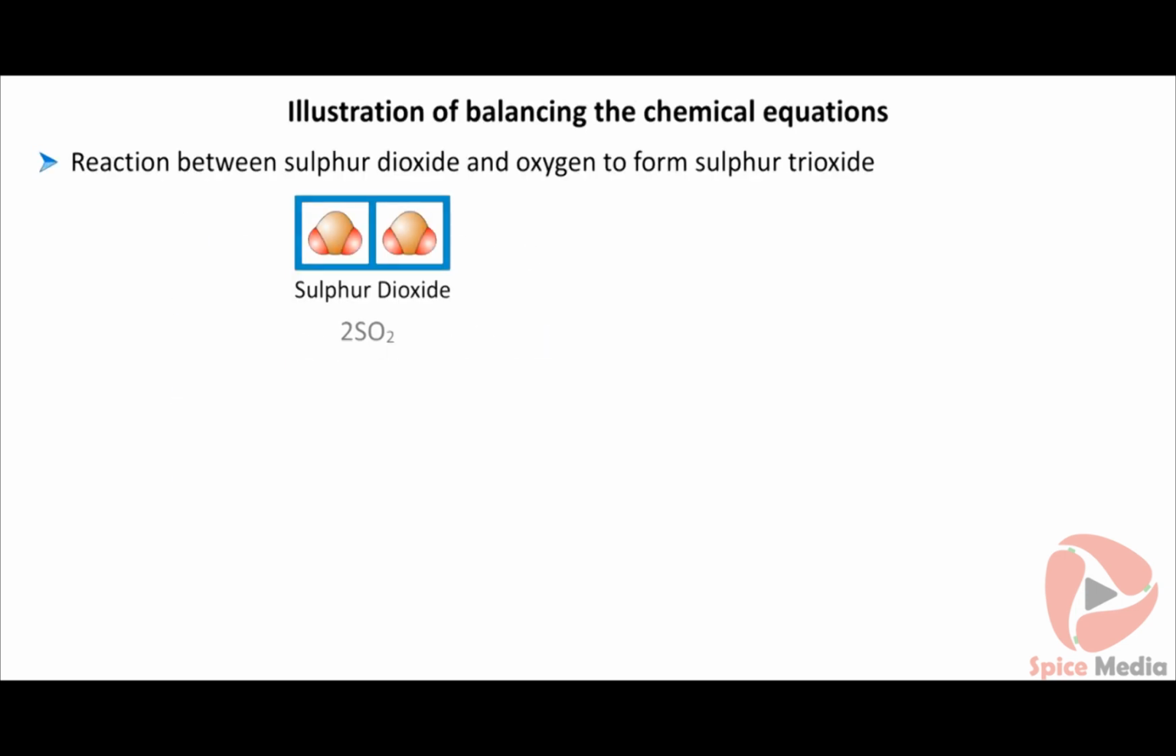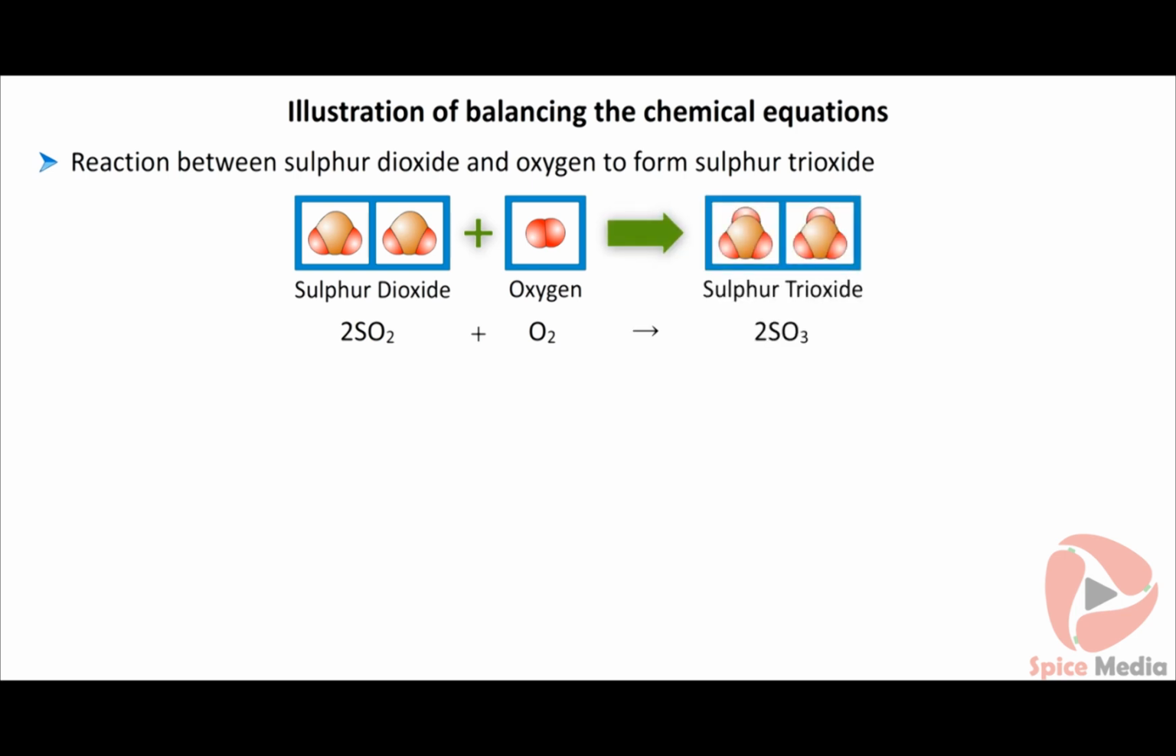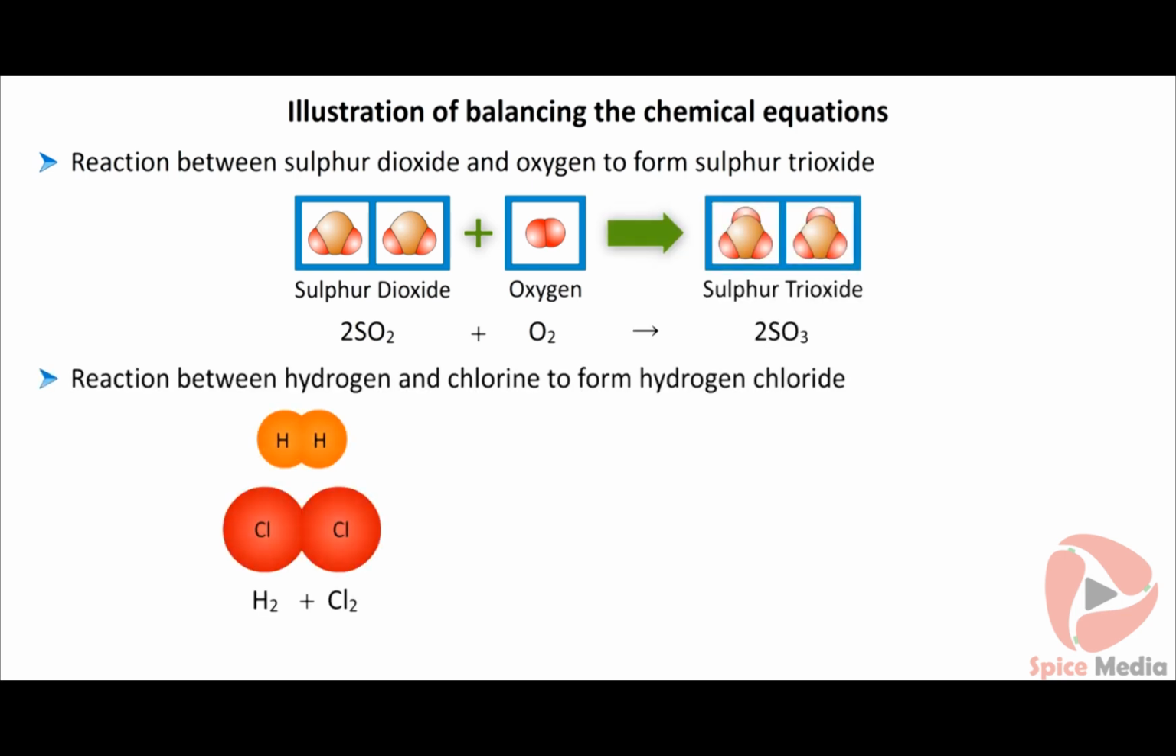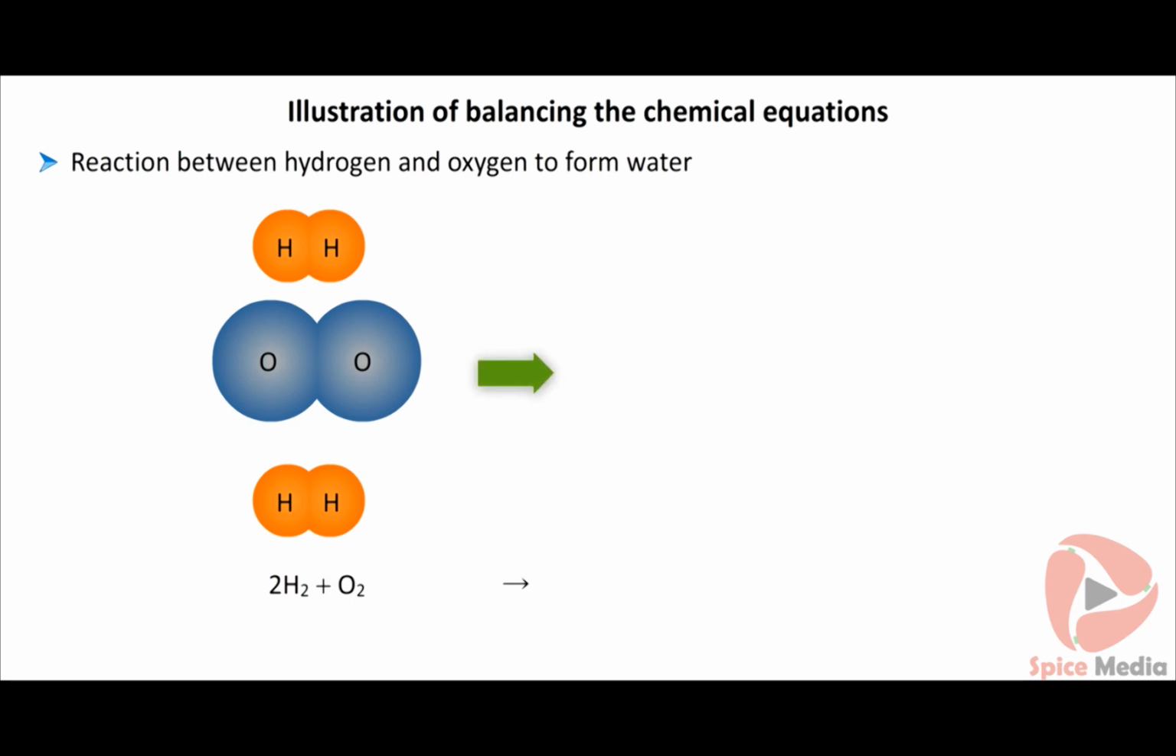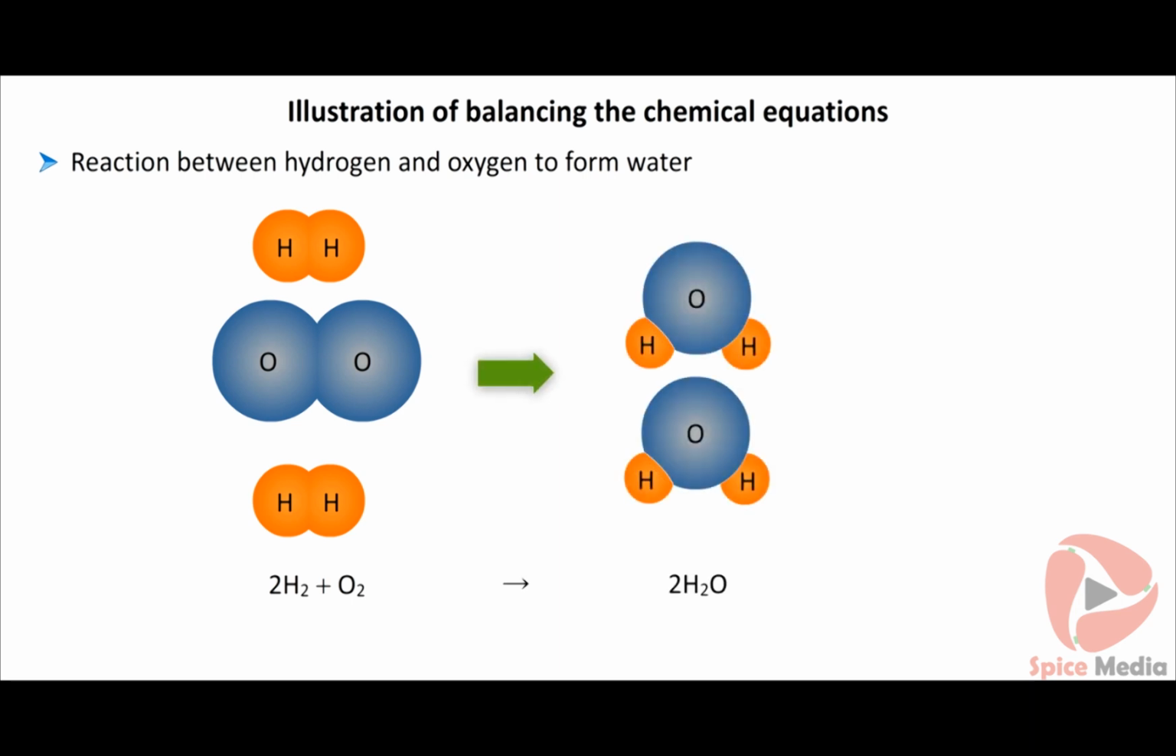2 molecules of sulfur dioxide react with a diatomic gas of oxygen to form 2 molecules of sulfur trioxide. A diatomic gas of hydrogen reacts with a diatomic gas of chlorine to form 2 molecules of hydrogen chloride. 2 molecules of a diatomic gas of hydrogen react with a diatomic gas of oxygen to form 2 molecules of water.